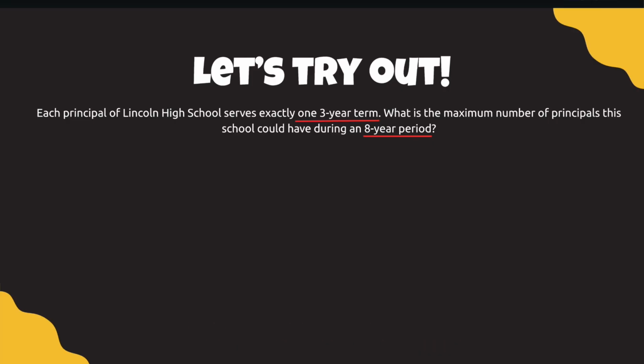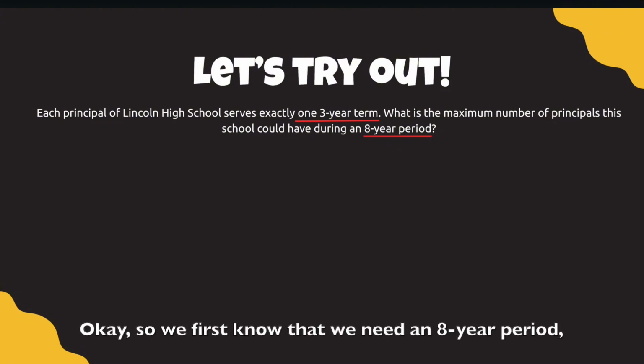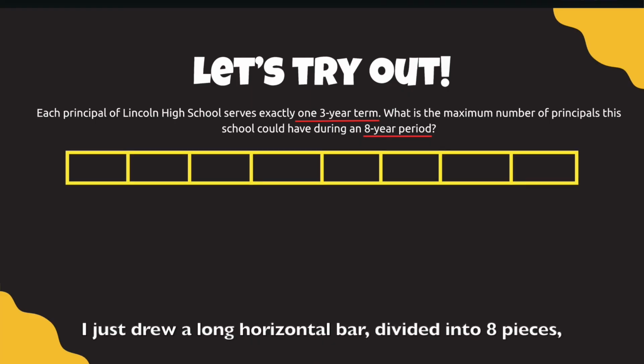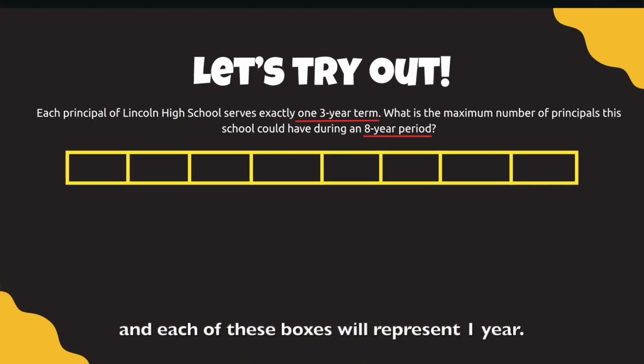Each principal of Lincoln High School serves exactly one 3-year term. What is the maximum number of principals the school could have during the 8-year period? Okay, so we first know that we need an 8-year period, so let's visualize it. So I just drew a long horizontal bar divided into 8 pieces, and each of these boxes will represent 1 year.